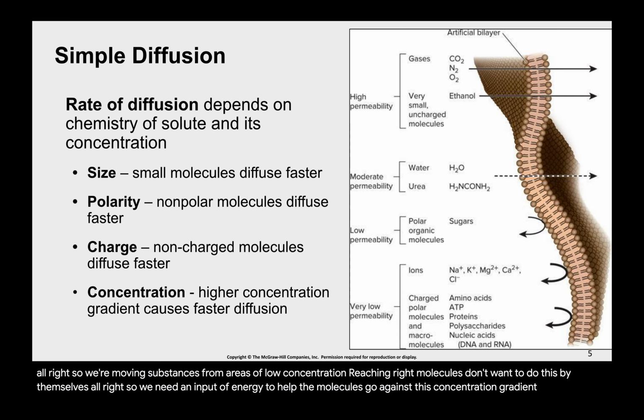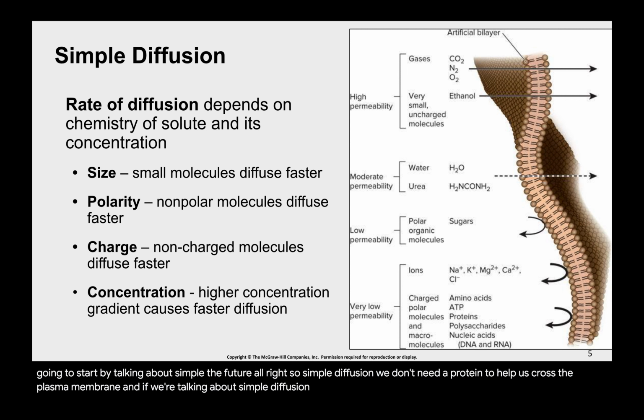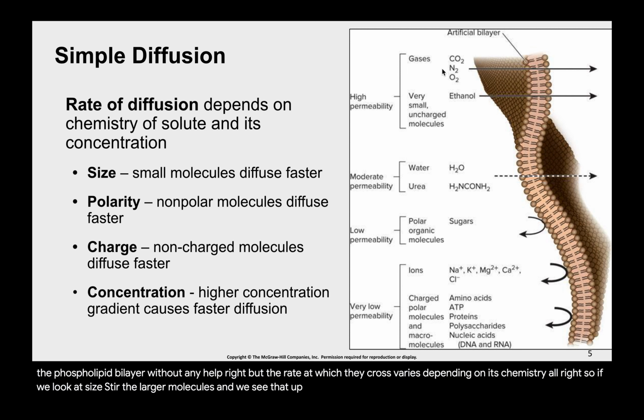All right, we're going to start by talking about simple diffusion. With simple diffusion, we don't need a protein to help us cross the plasma membrane. There are many different molecules that can simply diffuse across the phospholipid bilayer without any help. But the rate at which they cross varies depending on its chemistry. If we look at size, small molecules will diffuse faster than larger molecules. And we see that up here, we have these very small molecules that diffuse relatively fast.